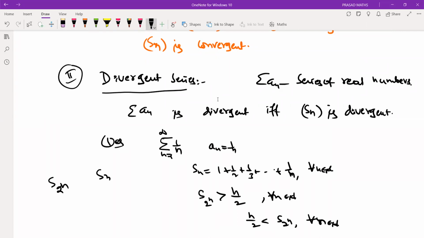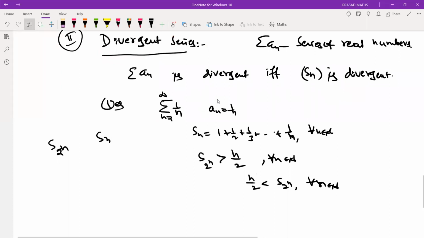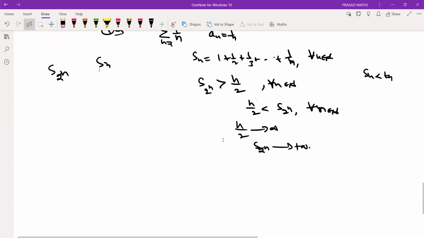As you know, n/2 diverges to plus infinity. Therefore, S_{2^n} diverges to plus infinity. You know the theorem: if S_n is less than T_n for some n, then whenever S_n diverges to plus infinity, T_n also diverges to plus infinity. We have seen the condition. Therefore, S_{2^n} diverges to plus infinity. That means some subsequence of S_n diverges to plus infinity. Therefore, S_n is unbounded above.